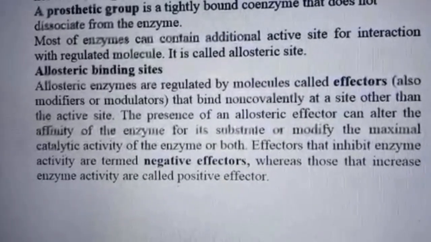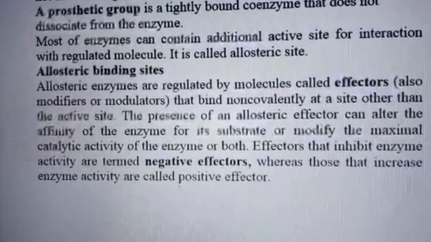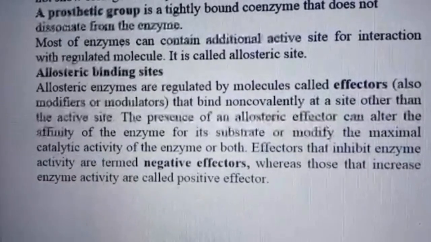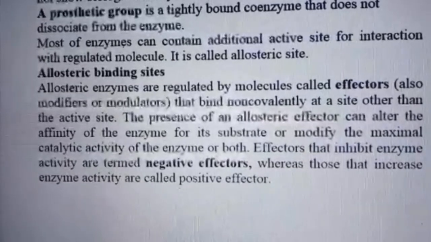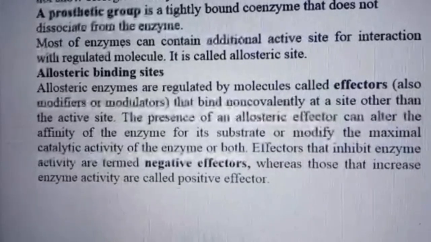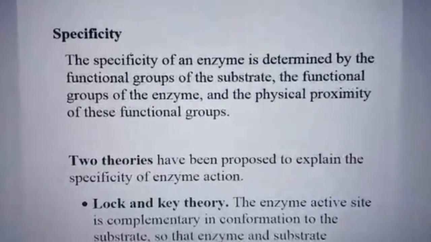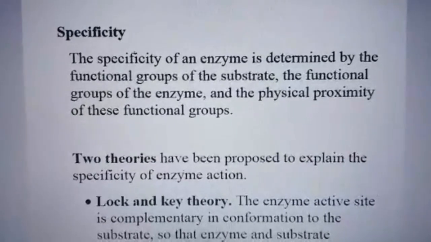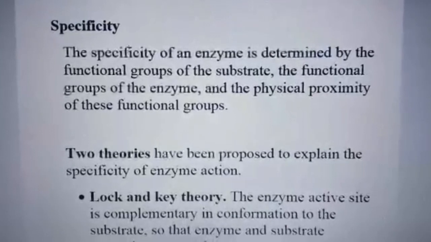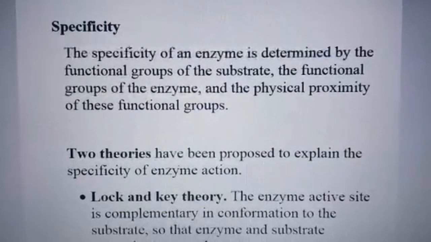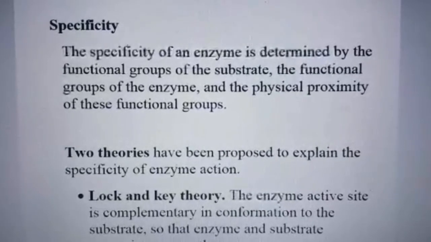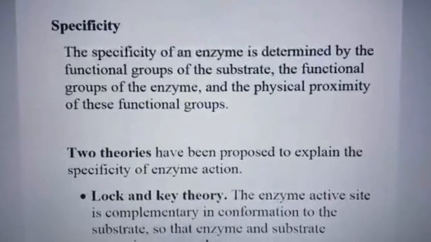Effectors that negatively regulate the activity of an enzyme are called negative effectors, whereas those effectors that increase the activity of the enzyme are called positive effectors. As we have previously discussed, enzymes are specific for the type of substrate they catalyze. The specificity of an enzyme is determined by the functional groups of the substrate, the functional groups of the enzyme, and the physical proximity of the functional groups.